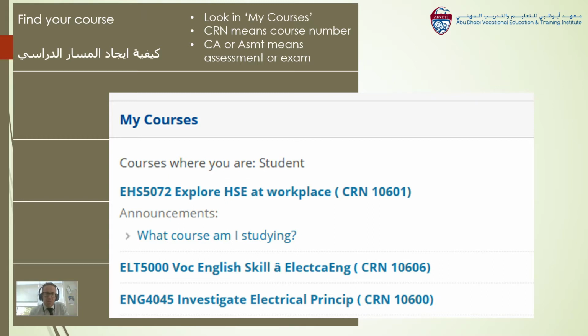So when you open Blackboard, you will see My Courses. On here, there is a CRN for each course you study. You might also have CA course, and this is for exams.